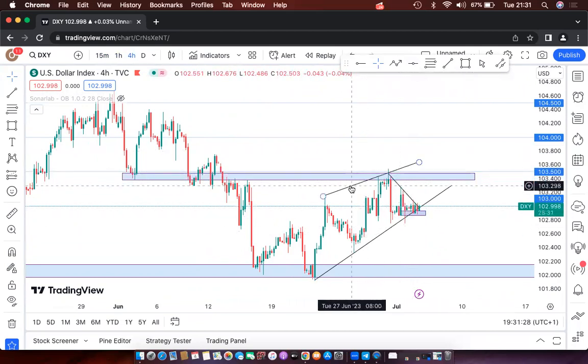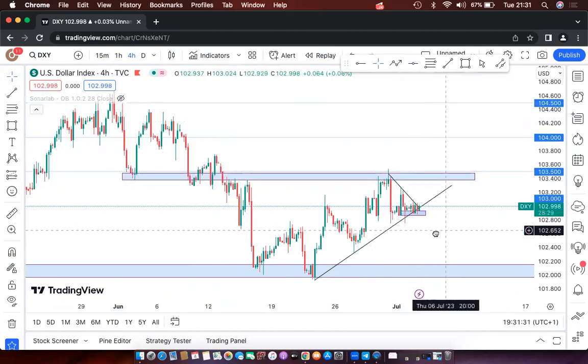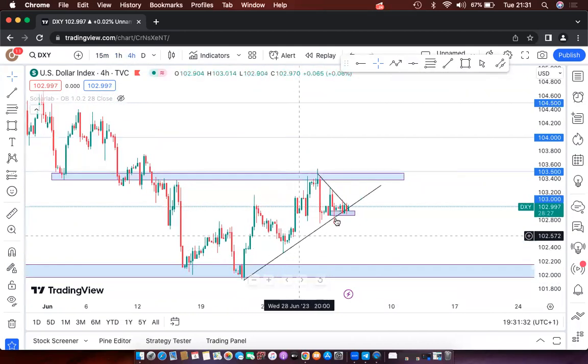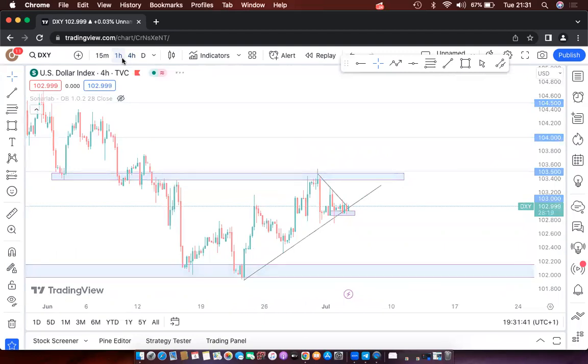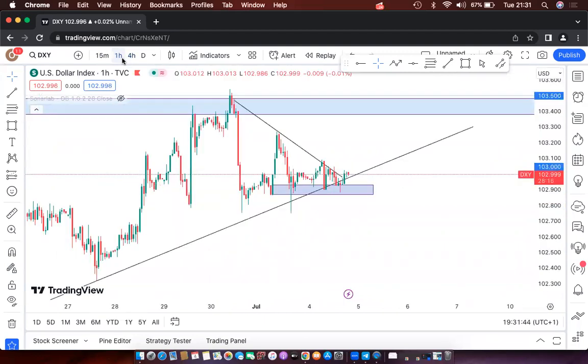So right now this trend line is valid because we see the rejection there and the market closed in. So we're seeing the market playing around there. Let's go to the smaller time frames. Also showing we're having a downtrend here on the 1 hour time frame.